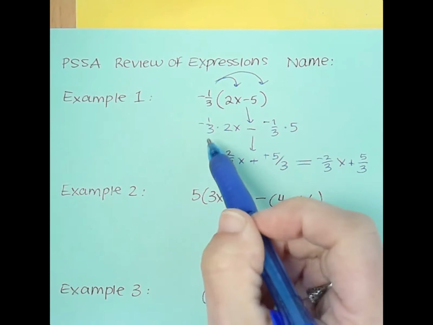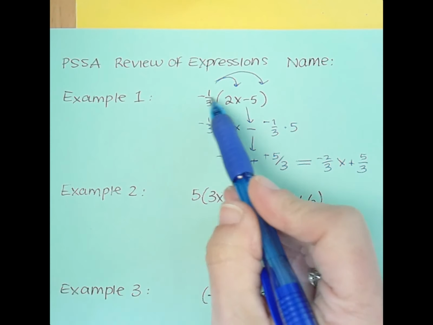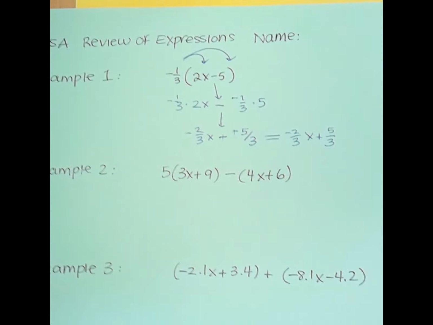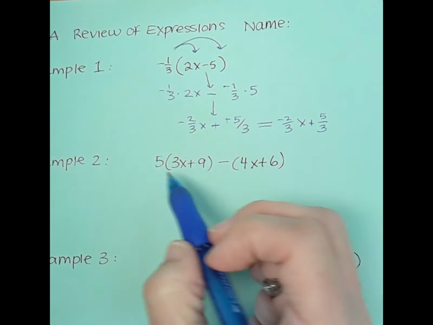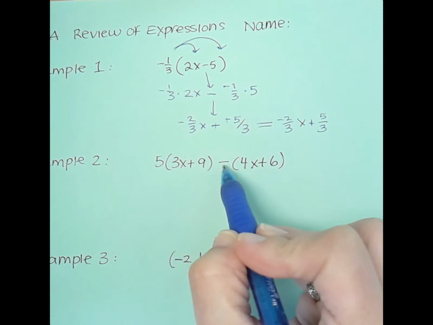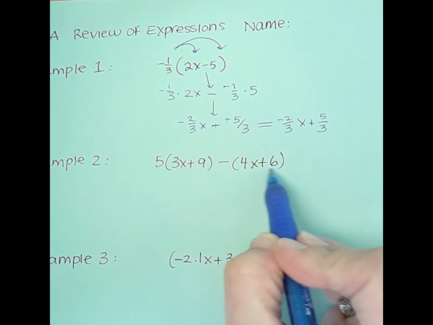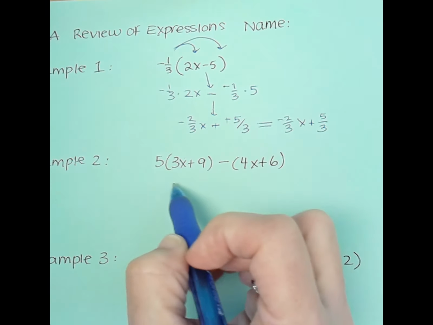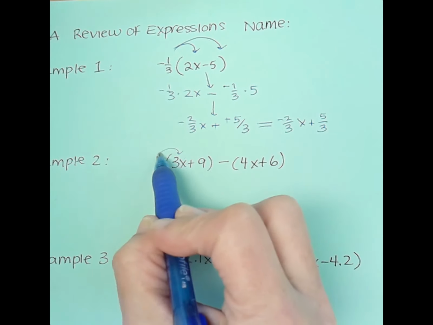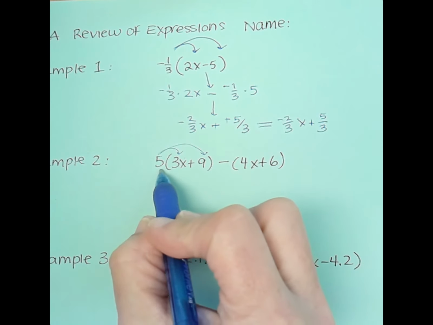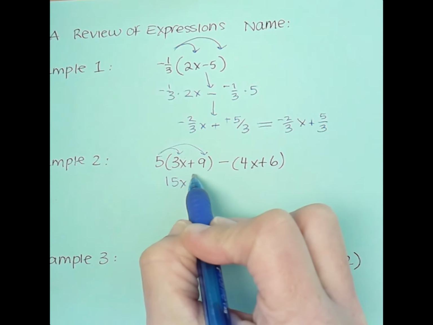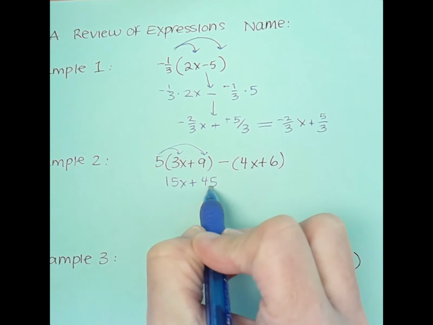All right, so distributive property is used when we want to multiply. That will get rid of the parentheses for us. Okay, let's look at example 2. We have 5 times the quantity 3x plus 9 minus the quantity 4x plus 6. First thing we want to do is get rid of our parentheses here by multiplying. Distributive property, 5 times 3x would be 15x plus 5 times 9 is 45.